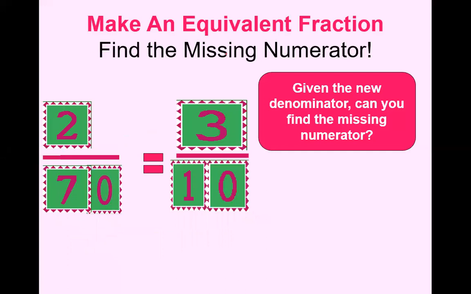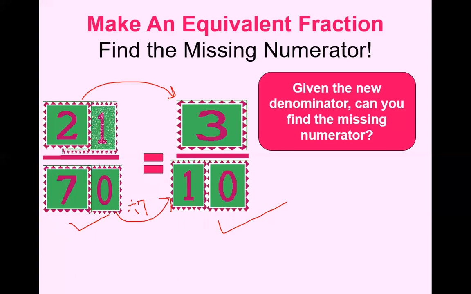In the same way, we have to solve the next question. 70 we have and 10 in the denominator. So how will you get it? How will you get 10 from 70? By dividing by 7. So 70 divided by 7 will give you 10.